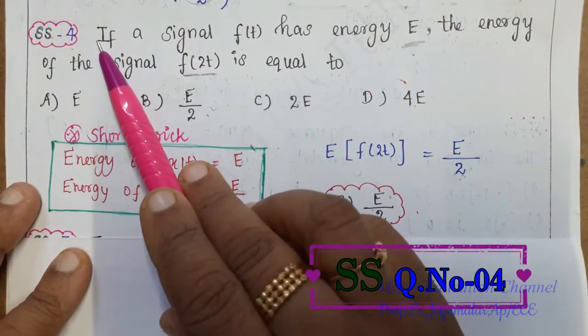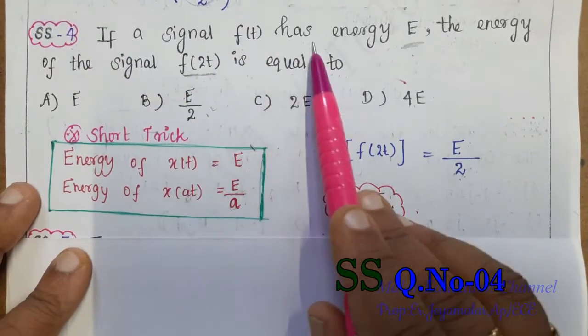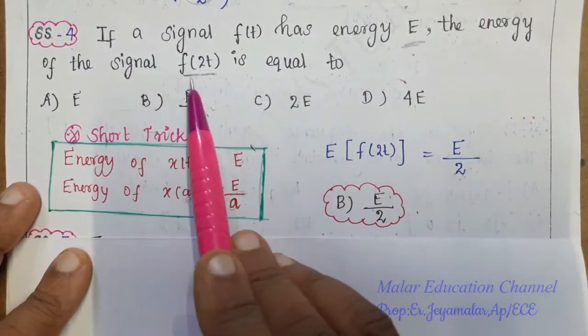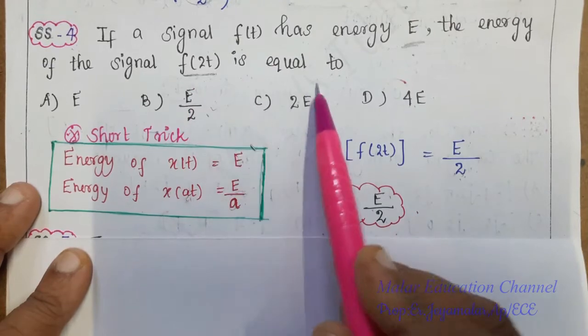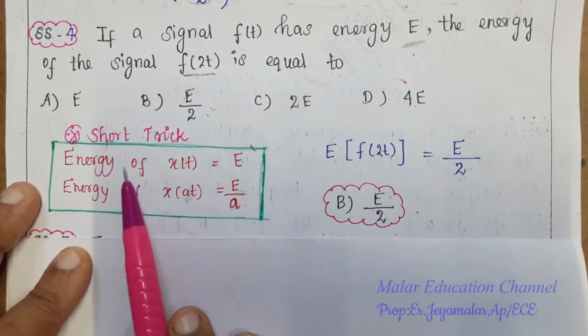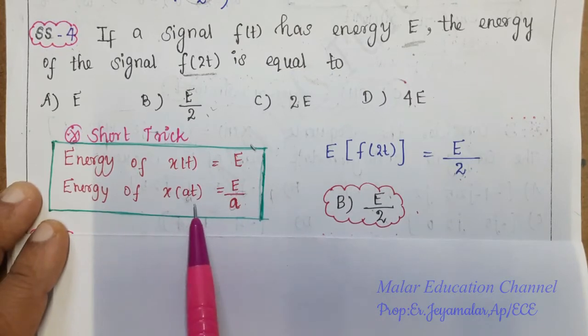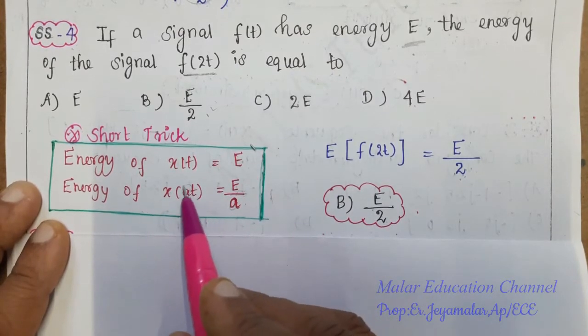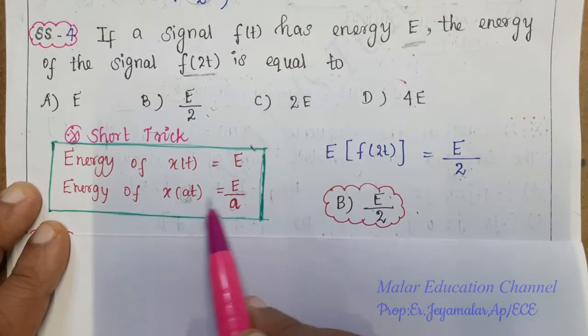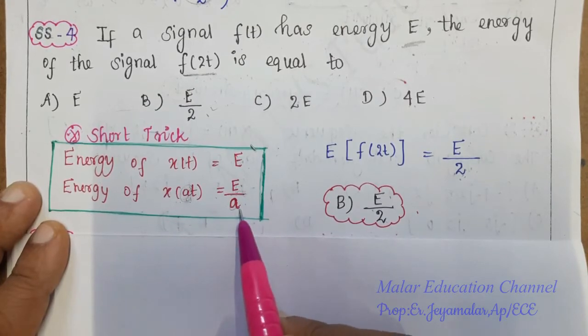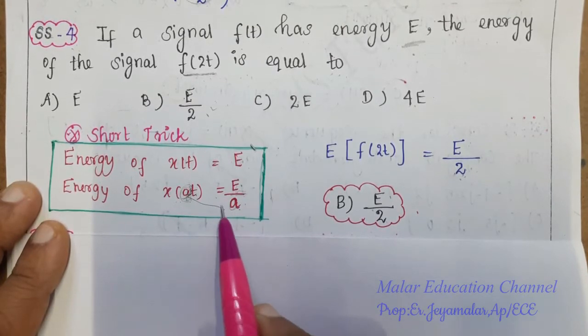Signals and systems, question number 4. If a signal f of t has energy E, the energy of the signal f of 2t is equal to, very simple, the energy of the ordinary function x of t equal to E. If the energy of x of at, meaning the product term, a in the product term, then the energy of x of at equals E by a.